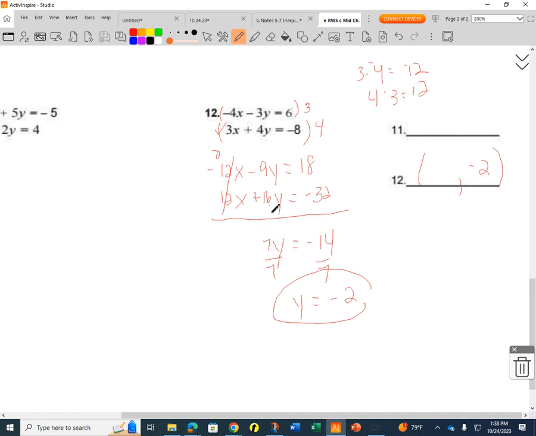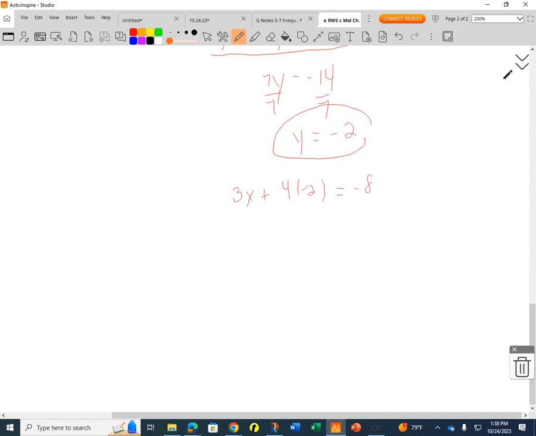So 3x plus 4 times -2 equals -8. So 3x minus 8 equals -8. This is a good one because this tricks up kids a lot. Add 8 to both sides, and that goes to 0. And this is not a blank spot. For some reason this freaks kids out. But -8 plus 8 is 0. 0 is a number. It's not a blank spot.